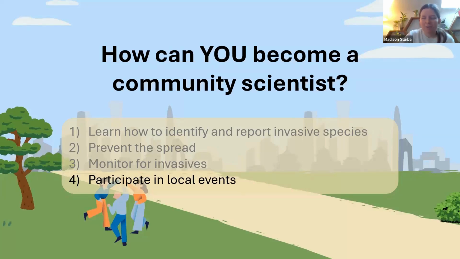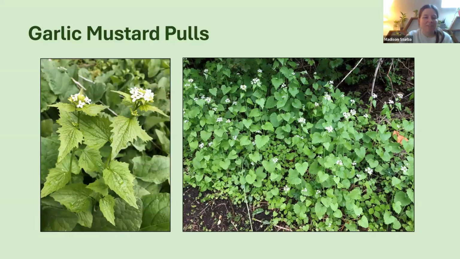There are a lot of different ways you can become a community scientist, but the last one I'll talk about here today is participating in local events. We've hosted many different plant pulls to help manage invasive species and invasive plants. We'll put a call out for volunteers, then we'll have a meet site and we'll all meet and really just start pulling out these heavily infested areas to get rid of some of the invasive plants.